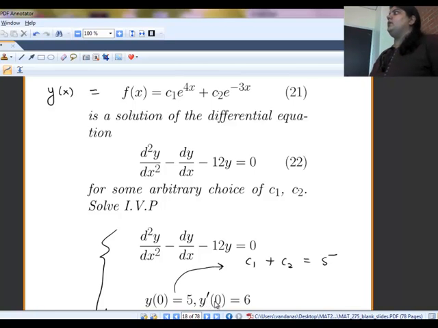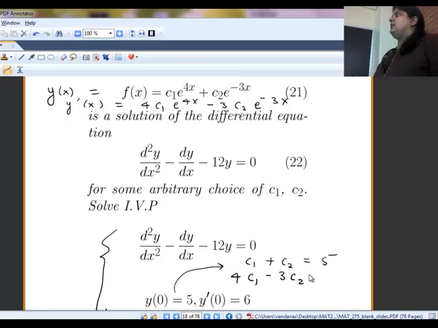Okay, what about this one? y prime at 0 is 6. So y is this, so what is y prime? 4c1 e to the power 4x minus 3c2 e to the power minus 3x. So y prime at 0 will be 4c1 minus 3c2, and this will be equal to this number 6.